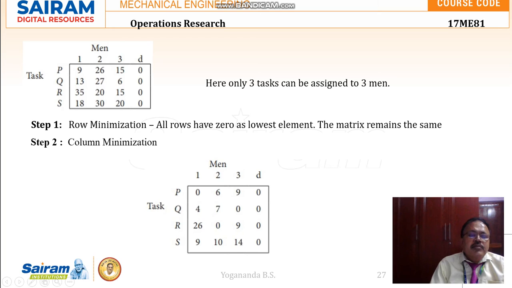The fourth column remains the same, as it has zeros. In the second column, the lowermost element is 20. So 26 minus 20, 6. 27 minus 20, 7. 20 minus 20, 0. 30 minus 20, 10. Similarly for the third column and the fourth column. So this is the column minimization matrix.